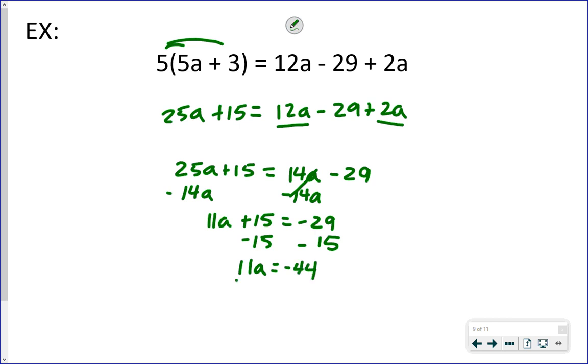And then the final step is to divide by 11. So a equals negative 4. Make sure you box or circle your answer so it stands out for me.